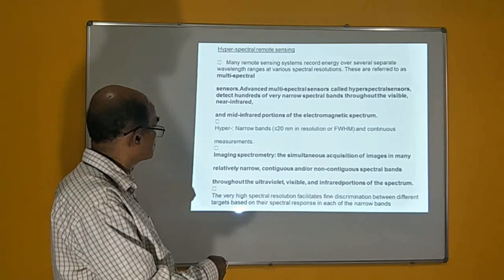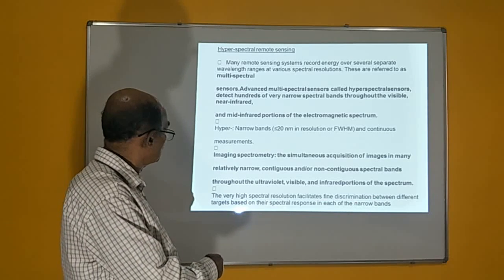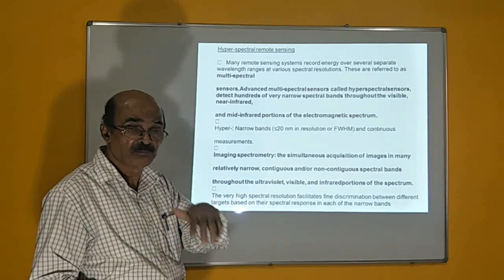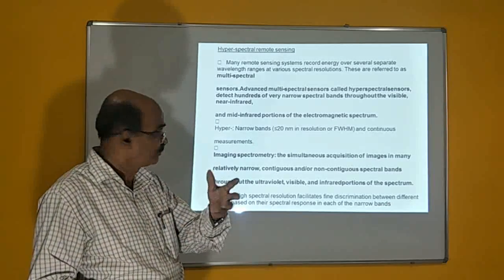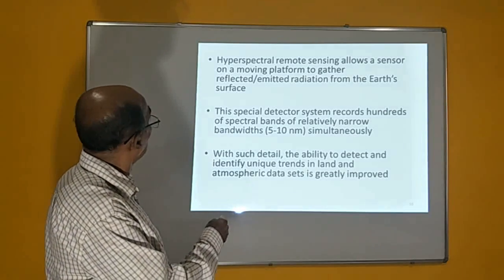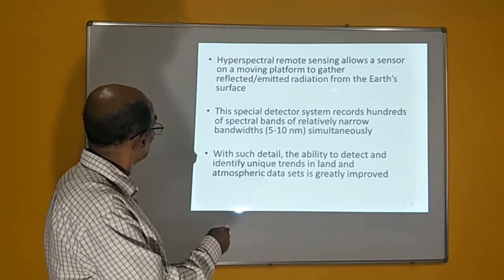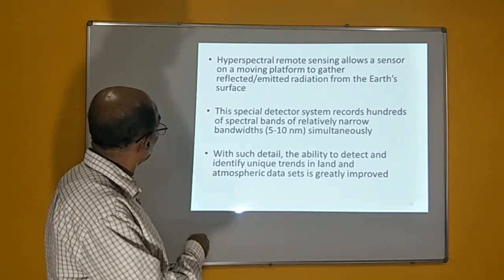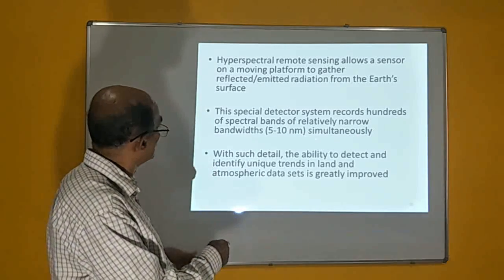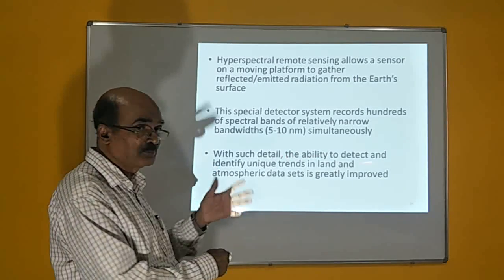The very high spectral resolution facilitates fine discrimination between different targets based on their spectral response in each of the narrow bands. So here the bands are very, very narrow, and the weightage is given to the spectral resolution. Then we have hyperspectral remote sensing, which allows a sensor on a moving platform. So here we are recording the reflected or emitted energy with 5 to 10 nanometer bandwidth. Even we can go up to 20 nanometer bandwidth, but it should be contiguous. There should be no break between the bands.